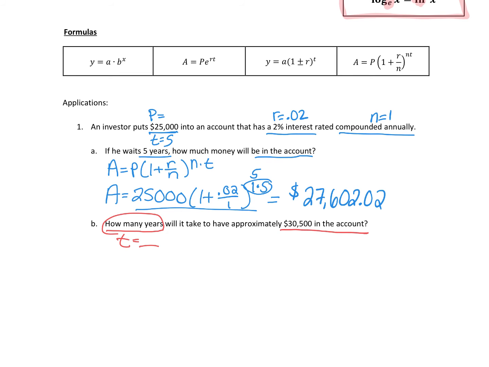Will there be approximately $30,500 in the account? So now they're telling me how much is going to be in the account. So they're telling me my A value. So I'm going to have 30,500 equals 25,000 times 1 plus, now all the rate and the compounding is going to stay the same, but now I'm going to leave t in my equation.